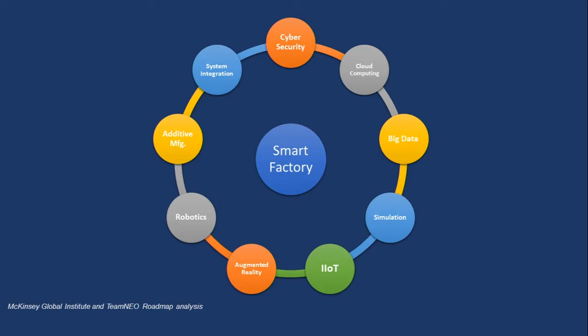Now, what does that actually mean? If we were to quantify that and say, well, what does that mean for our economy? Well, McKinsey and one of our partners, the Team Neo organization, believes that it's worth $14 billion a year. Let me just remind you that this is in Northeast Ohio per year. That's the economic gains that we could see by implementing these right away.